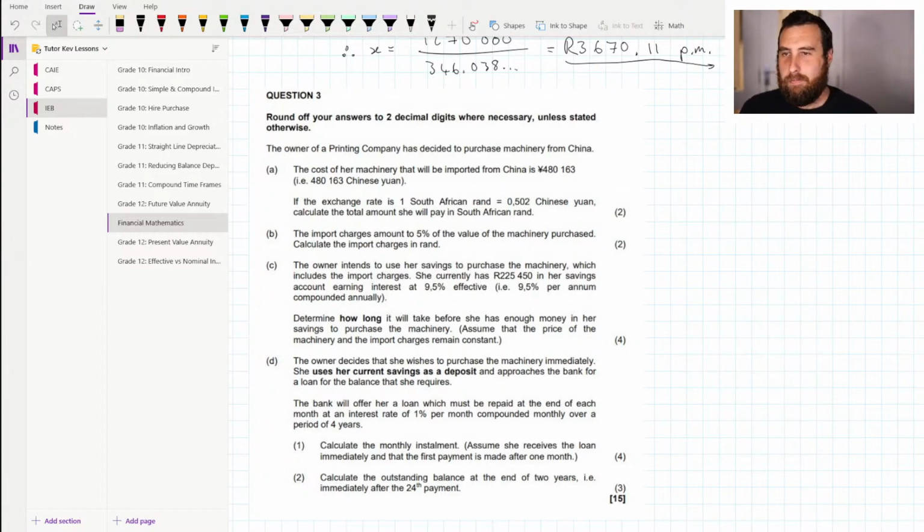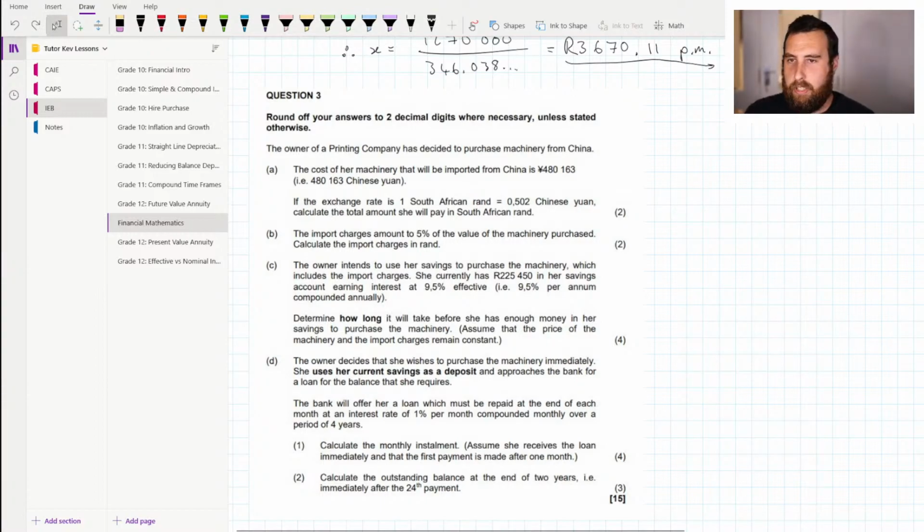So the owner of a printing company has decided to purchase machinery from China. Good choice, probably cheaper. If the exchange rate is 1 South African Rand is 0.502 Chinese yuan, calculate the total amount she will pay in South African Rand. So that's quite a simple calculation.